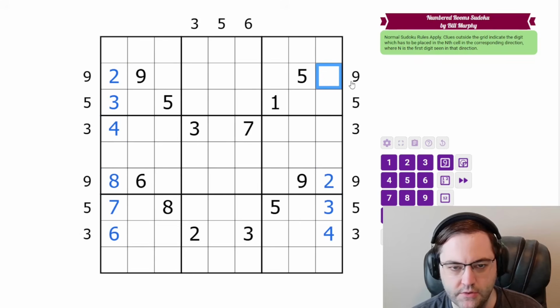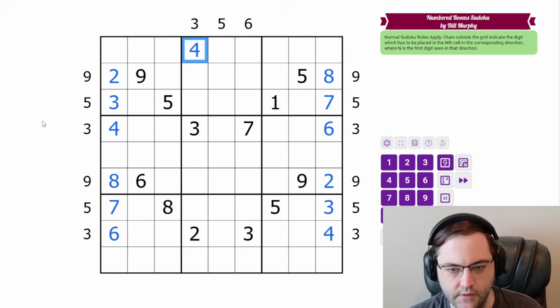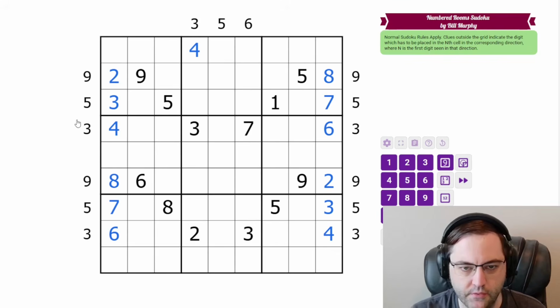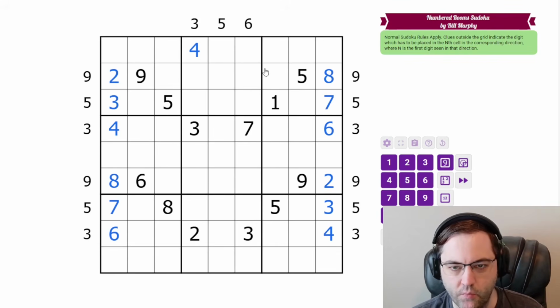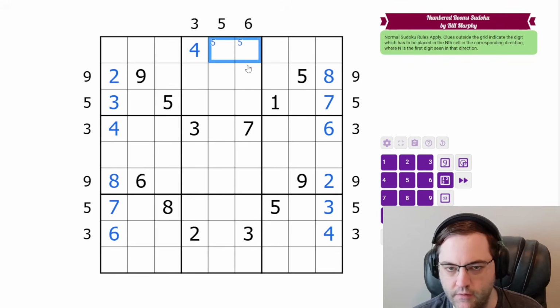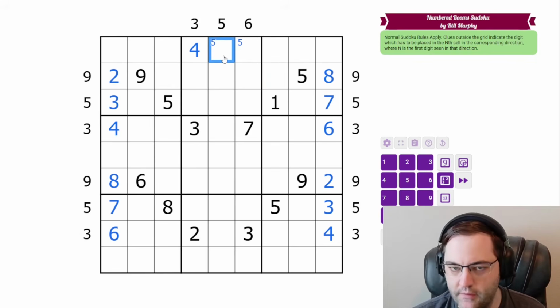A little bit of symmetry here. This 3 is also resolved. The 5 and the 6 are not resolved yet. We'll have to come back to those. We do know there's a 5 in one of these cells. Can the 5 be here?